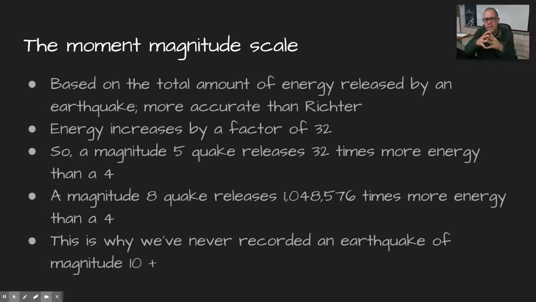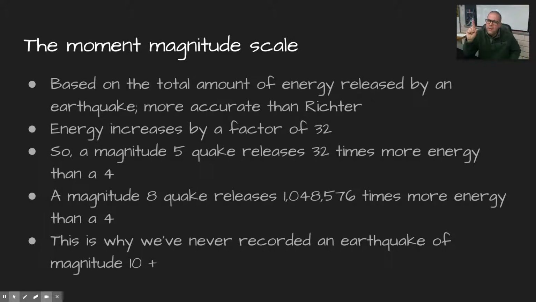All right. We also talked about aftershocks, okay, as a major, devastating effect of earthquakes. And we'll review that in a minute. Yesterday, though, we talked a lot about the moment magnitude scale, which is the scale that we use to measure earthquake intensity or magnitude. And remember, it's based on the total amount of energy released by an earthquake. It's more accurate than Richter.